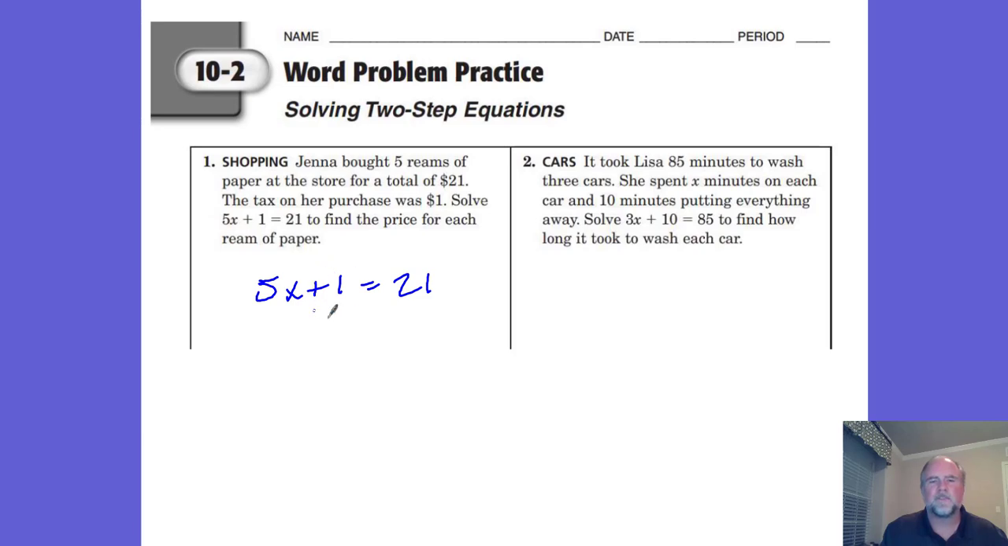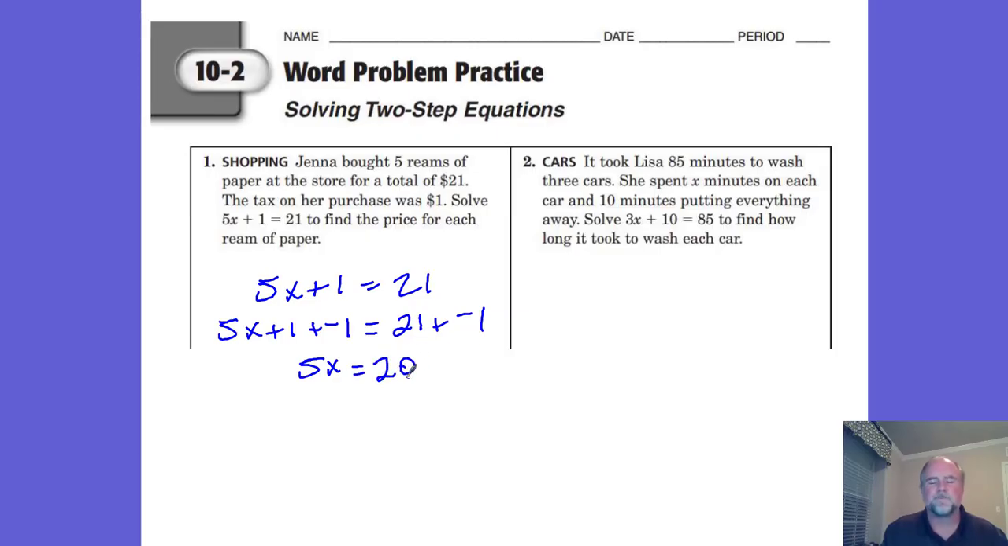So the first thing we need to do is get rid of this plus 1. And we do that by adding its opposite. So you should write 5x plus 1 plus negative 1 is equal to 21 plus negative 1. Remembering to add the same thing to both sides. So now our 1's go away, and we're left with 5x is equal to, and then 21 plus negative 1 gives you 20.